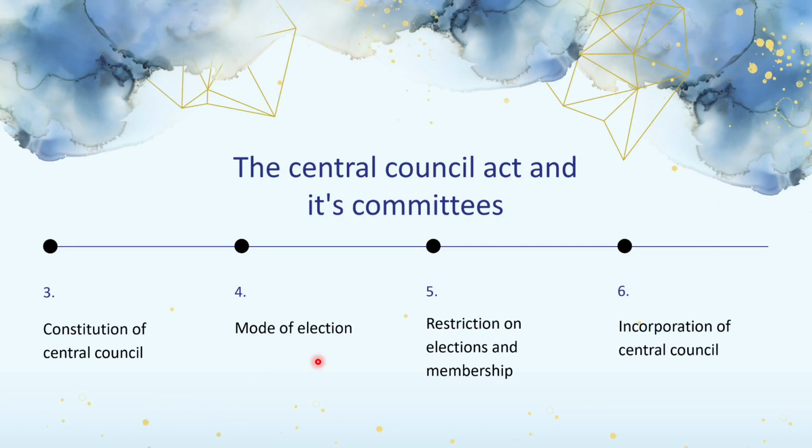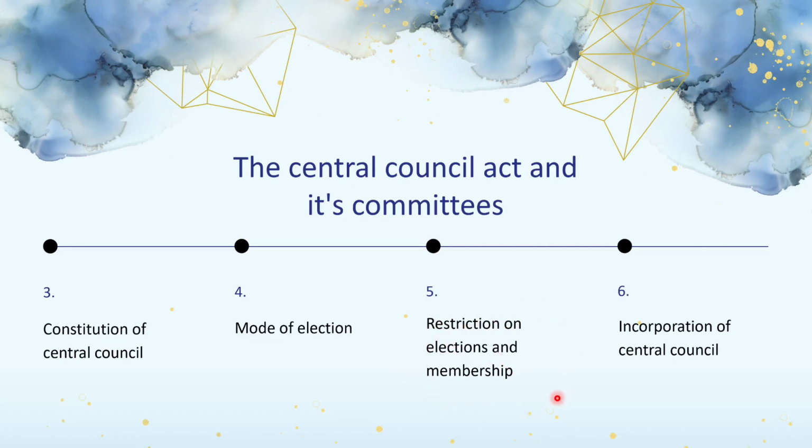Here, an election under clause A or clause B of subsection 1 of section 3 shall be conducted by the central government in accordance with such rules as may be made by it in this behalf. Where any dispute arises regarding any election to the Central Council, it shall be referred to the central government, whose decision shall be final.